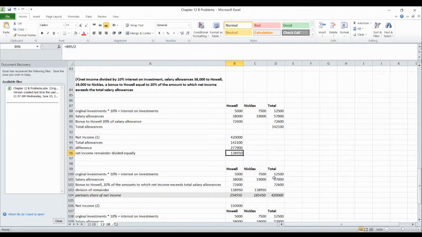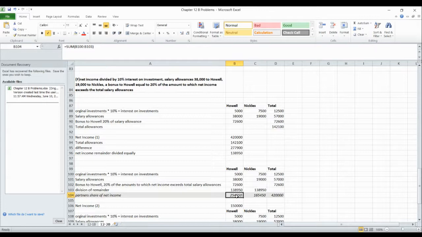I have restated this information once again to put it all in one place so you can see all of how we calculated the partner's share of net income. Remember that Hal got a 10% share on his original investment. He got $38,000 as a salary allowance. He also got a 20% bonus of the amount by which net income exceeded the total salary allowances. The division of the remainder is $138,950.